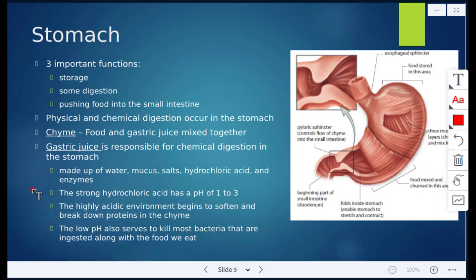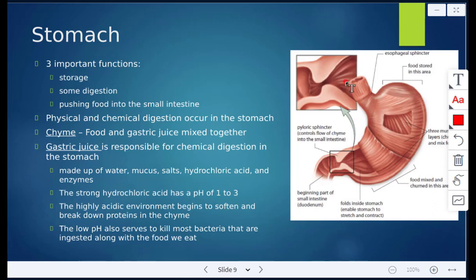It's very acidic in the stomach. It has a pH of about 1 to 3, so very acidic. And that acidic environment is necessary because it starts to soften and break down proteins in the chyme. The low pH also serves to kill most bacteria that get ingested along with the food we eat.